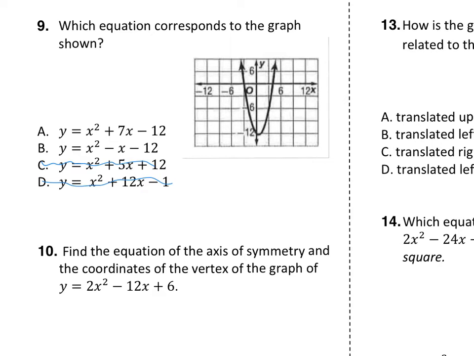Then I would look at what's the vertex. So the vertex looks like it's about maybe 1/2 negative, a little over negative 12. So let's figure out what the vertex would be for each of A and B. So for A, I'd have opposite of B over 2A, which would be negative 7 over 2, which is negative 3.5. So it doesn't really look like the x-coordinate of the vertex, or the axis of symmetry, would be negative 3.5 here.